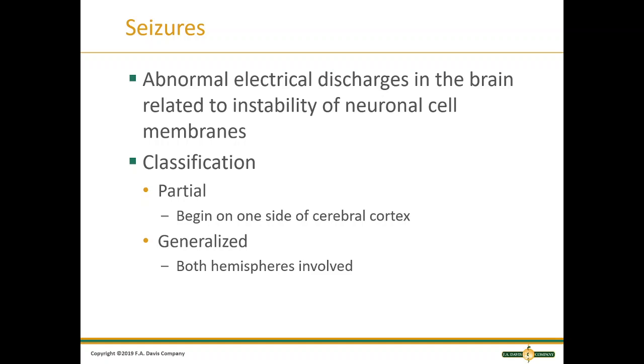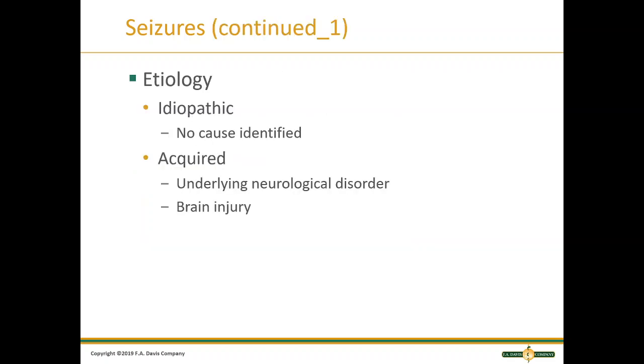Seizures. Okay, so abnormal electrical discharges in the brain. This is why we want to learn about the neuron in the anatomy. What happens during a seizure, classifications. There's partial and generalized types of seizures. Again, refer back to chapter 47, A&P. Okay, no cause identified, underlying neurological disorder or a brain injury.